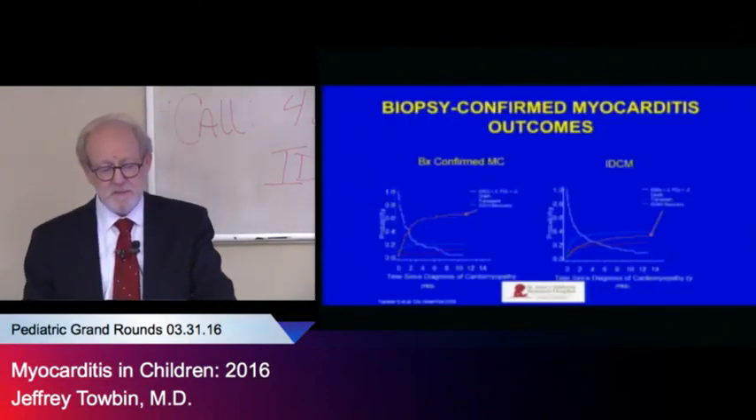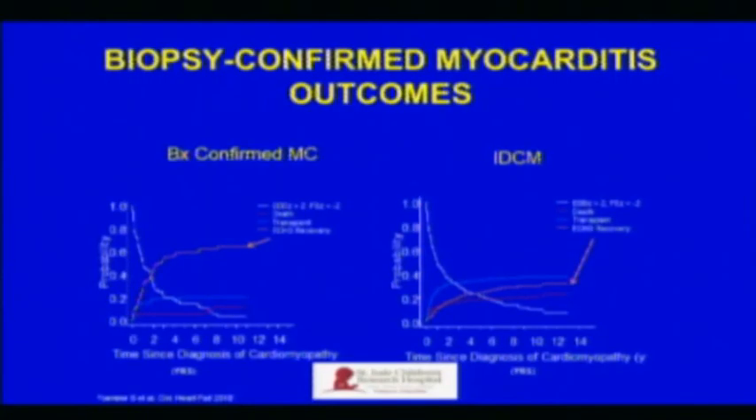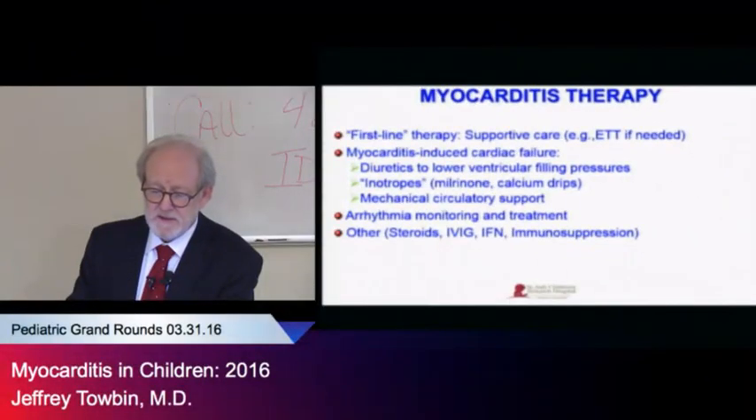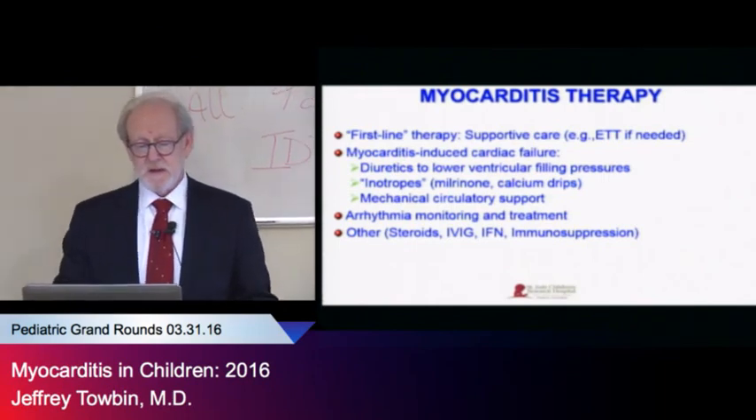This is a study from our pediatric cardiomyopathy registry, the PCMR, that's been NIH funded for the last 20 years or so. And again, you can see that the biopsy-confirmed versus the idiopathics, of which a high percentage are genetic, there's substantial difference. So from a therapy standpoint, in our view, first-line therapy is supportive care, so you need to be ventilated if you're in trouble.